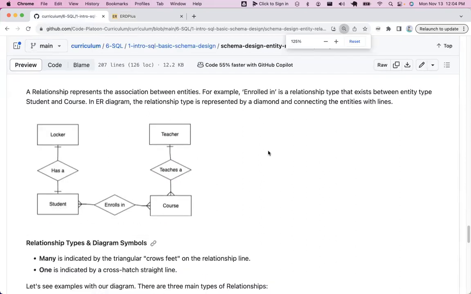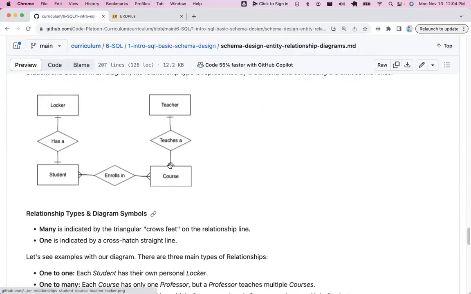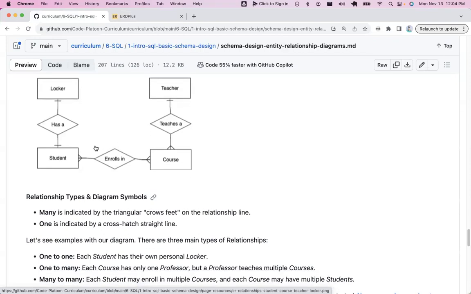To expand on these relationships a bit, these three crow's feet mean many. One is this crosshatched line right here. And so a student can enroll in multiple courses. A student can only have one locker, and a locker in our universe can only have one student. That's a design decision we make, right? At some schools, maybe students share a locker. So that's a good example of domain knowledge. A teacher can teach multiple courses, but a course can only have one teacher. Again, that's a domain knowledge question. Maybe some courses can have two teachers, but not in our universe.